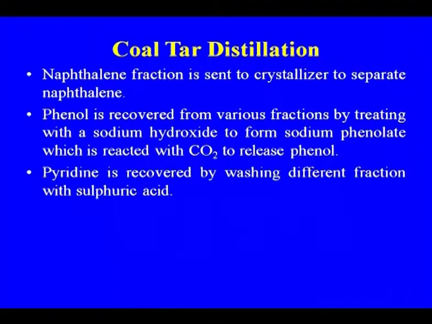Pyridine is recovered by washing different fractions with sulfuric acid. You see, that was the route for the light aromatics and the pyridine. Now we are making pyridine from the ethylene route, with ethylene made from ethanol, and one of the units is making the pyridine.